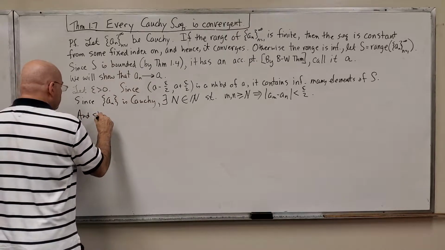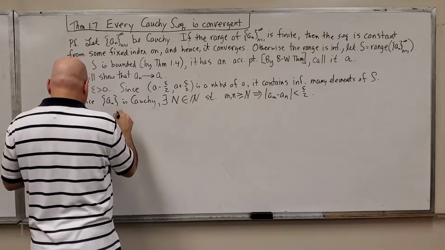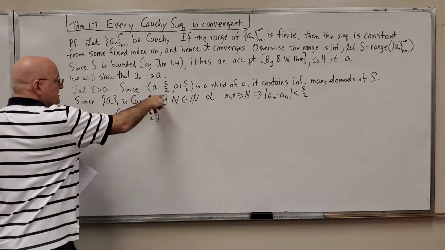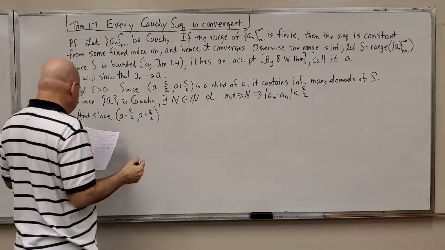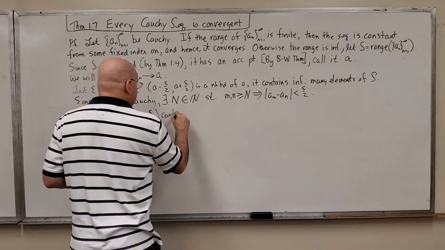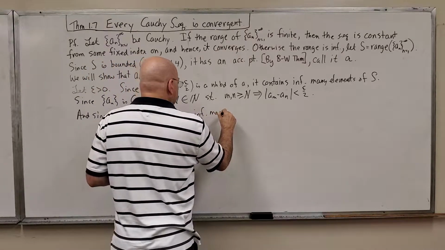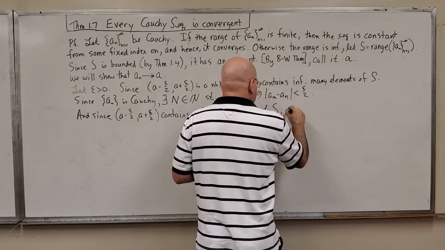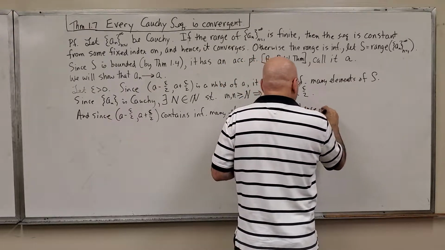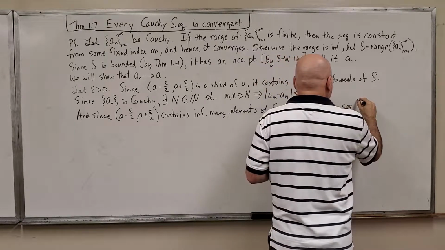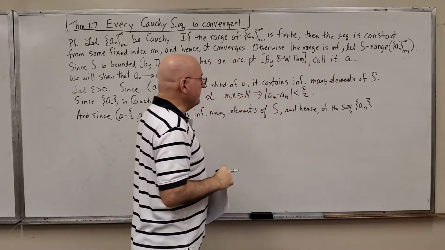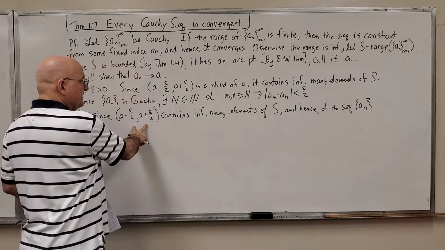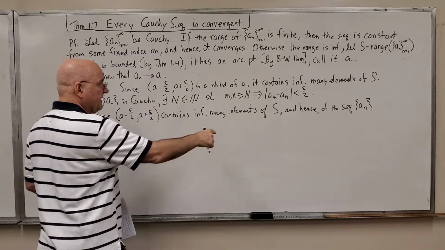And since this interval a minus epsilon over 2 to a plus epsilon over 2 contains infinitely many elements of S, and hence of the sequence a_n, because remember, S is a subset. This is the distinct elements of a_n. So if this interval contains infinitely many elements of S, it contains infinitely many elements of that sequence.